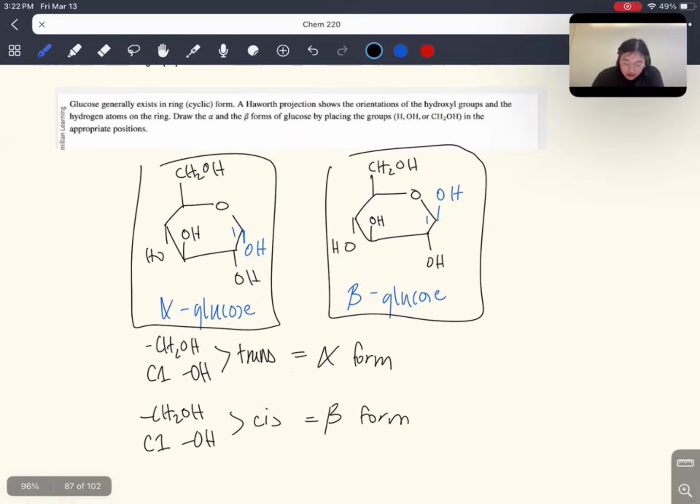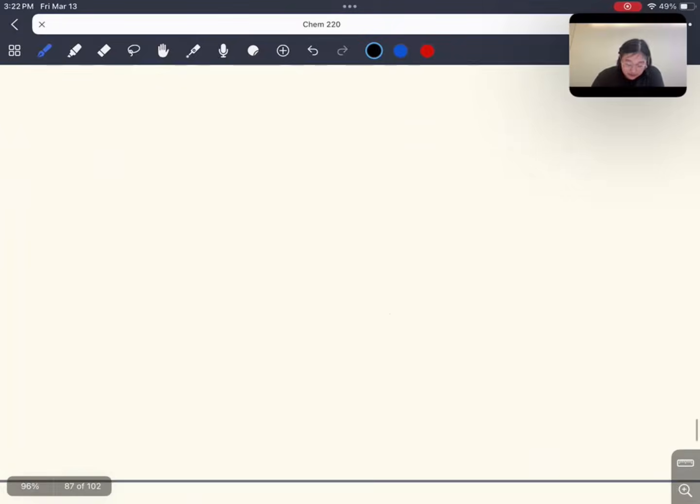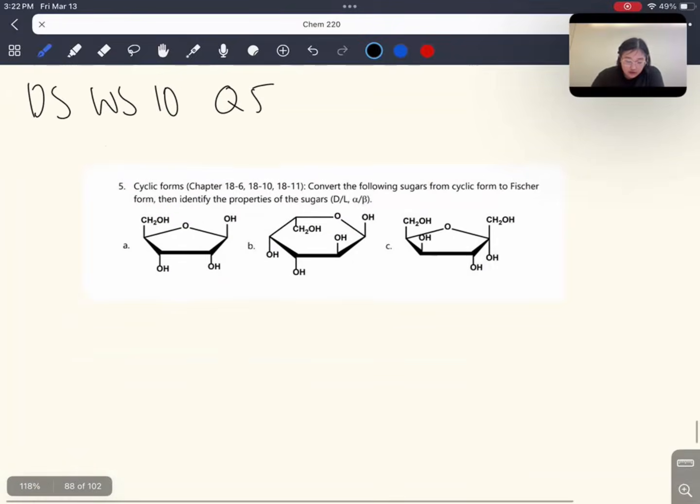Okay. Now moving on to the next question. It's from discussion section, worksheet 10, question number 5. Now we're going the opposite direction. The question asks us to convert the cyclic forms, the Haworth projections, to the Fischer form, and then to also identify the properties of the sugar, such as whether it is a D or an L sugar, or whether it's in the alpha or beta form.